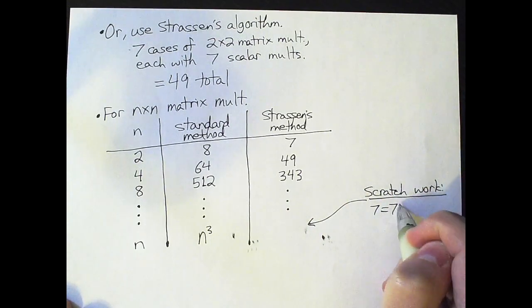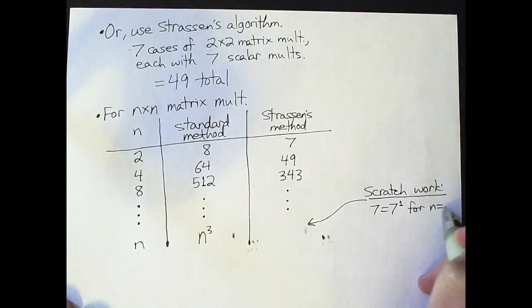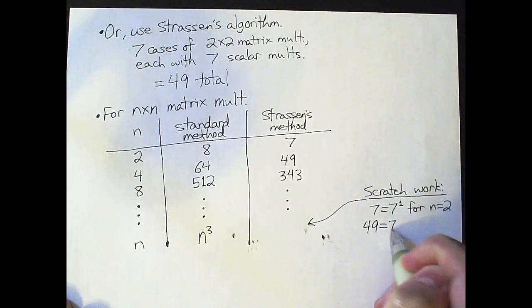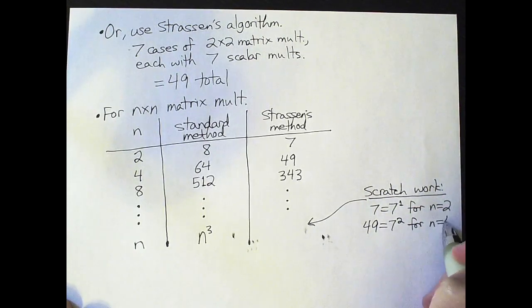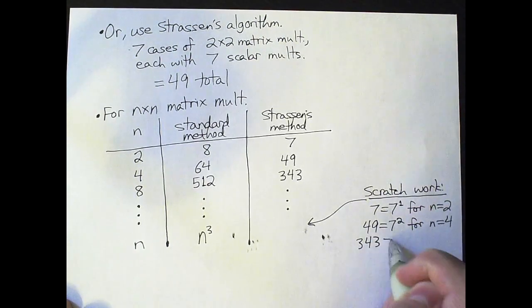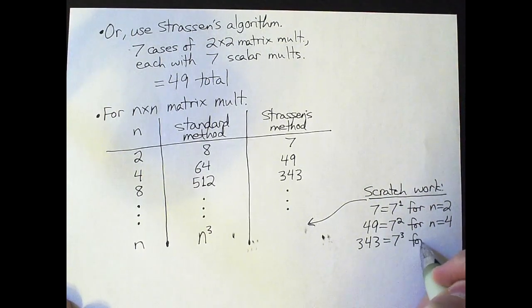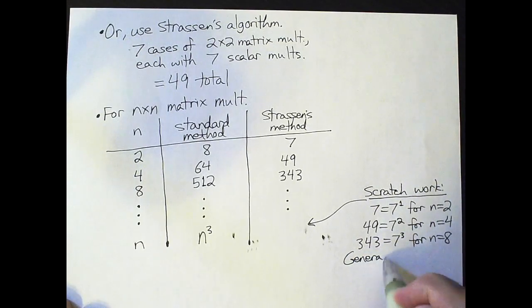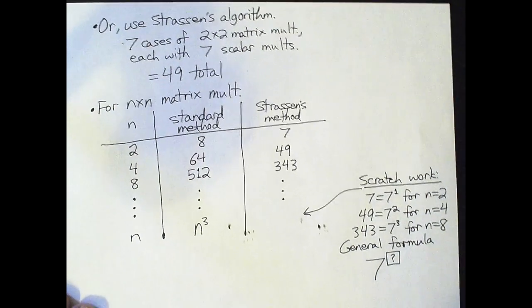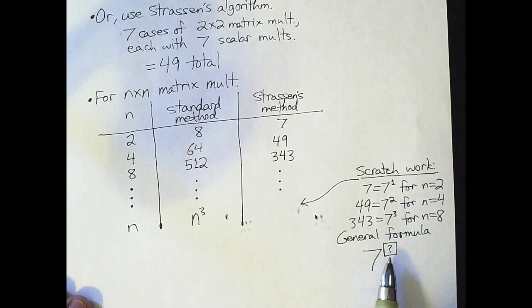7 is 7 to the 1 for n equals 2. The 49 comes from 7 squared. That's for n equals 4. The 343 is 7 cubed. That's what we got for n equals 8. So a general formula for just some positive integer n, 7 raised to what? Something involving n. I'd like you to think about this. See if you can figure out what goes in this question box based on this pattern.